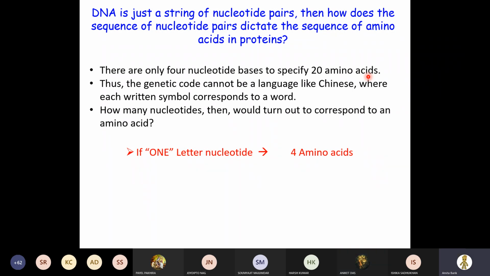Why? What is actually happening? If it is one to one, you get four. If I take two also, then how many amino acids will be covered? If they take two nucleotides, let's say AT will go for one, TA will go for one, AU will go for one, UA will go for one. Similarly, if you go like this with permutation and combination, how many amino acids will now be covered?